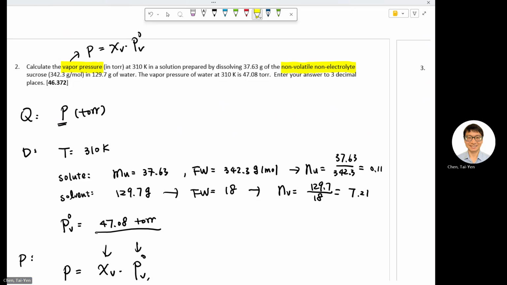The second keyword it says is non-electrolyte. What does that mean? It means your Van Hoff coefficient equals 1. So it's very important you see this.